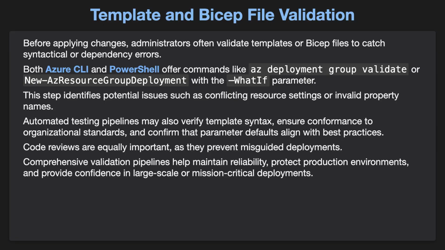Automated testing pipelines may also verify template syntax, ensure conformance to organizational standards, and confirm that parameter defaults align with best practices. Code reviews are equally important, as they prevent misguided deployments. Comprehensive validation pipelines help maintain reliability, protect production environments, and provide confidence in large-scale or mission-critical deployments.